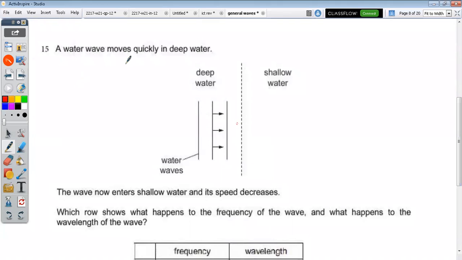Now, water waves move quickly in deep water. So I've got deep water, shallow water. The wave now enters shallow water and its speed decreases. Yes, as we say.